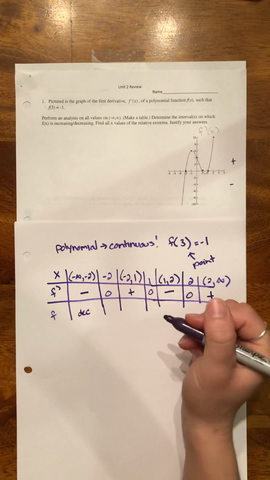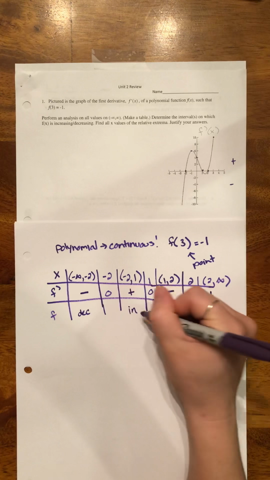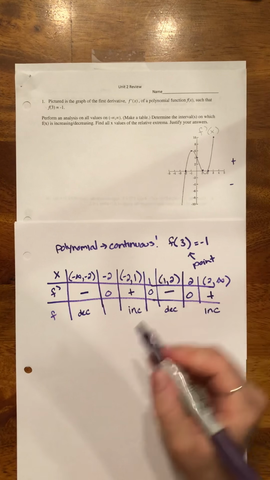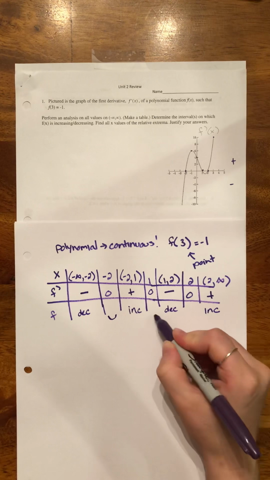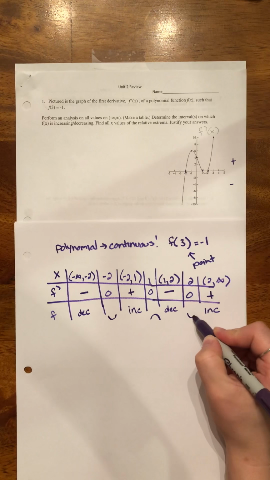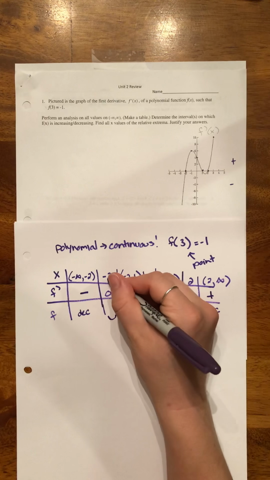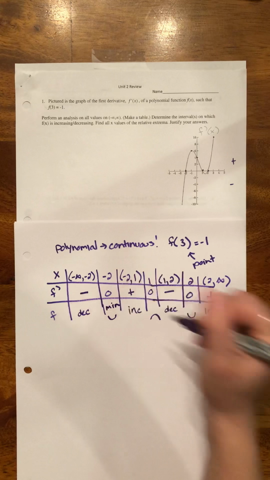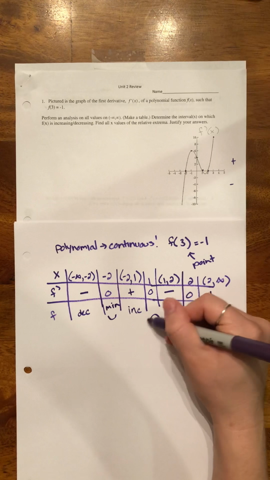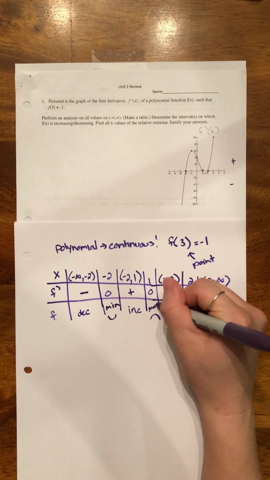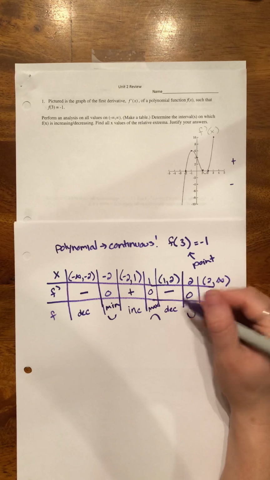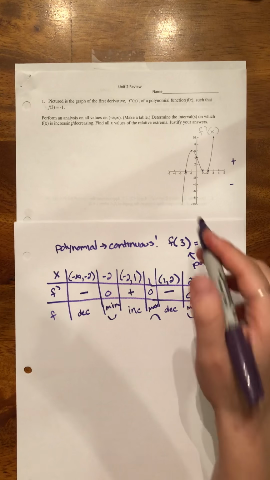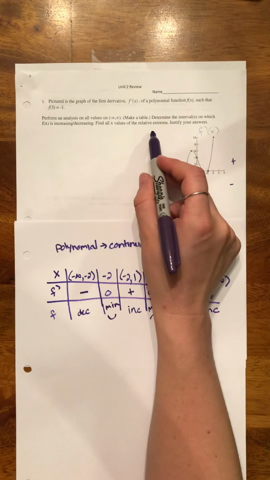Which means f is decreasing, increasing, decreasing, increasing. Decreasing to increasing, increasing to decreasing, decreasing to increasing. So at x equals -2, there's going to be a relative min. Increasing to decreasing, and I can see it right here. There's going to be a relative max at x equals 1. At x equals 2, there's a relative min. And then it says find all x values of relative extrema.